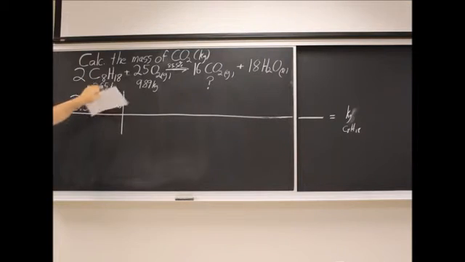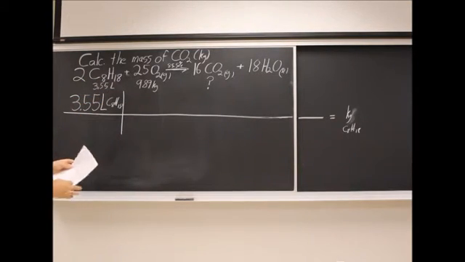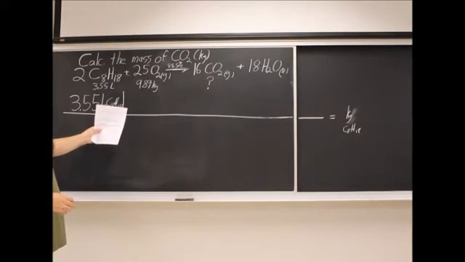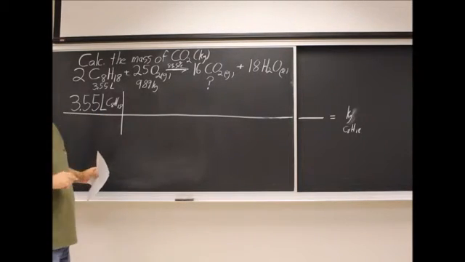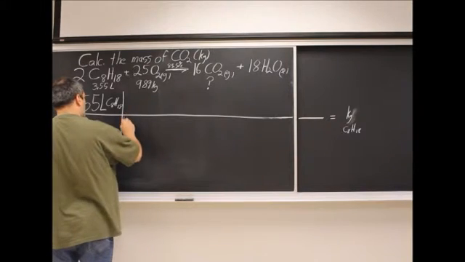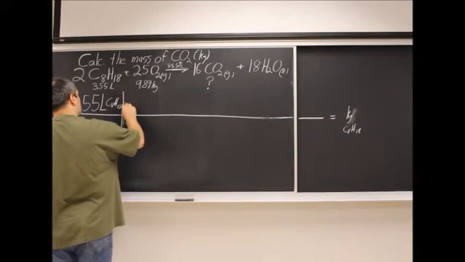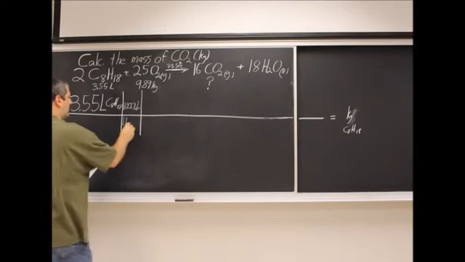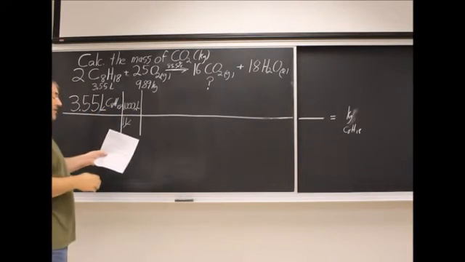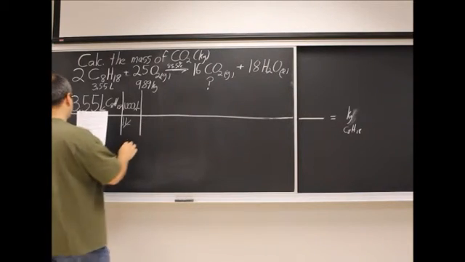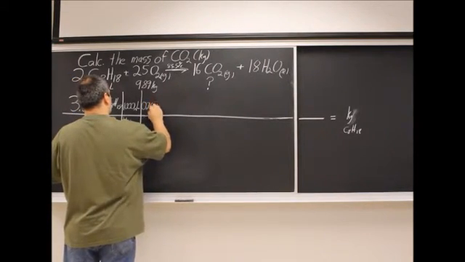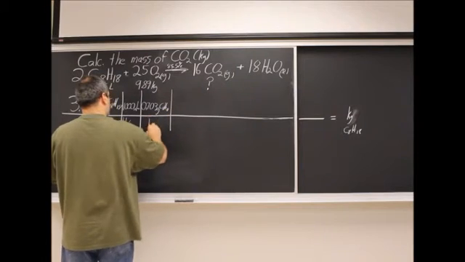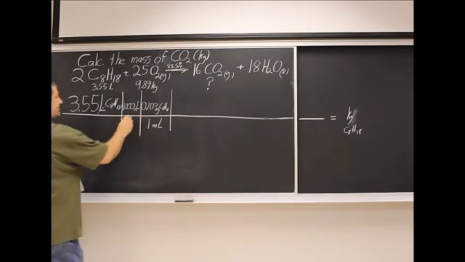Liters is a volume. Well, I gave you the density of octane as being 0.703 grams per milliliter. But to get to that, we need to convert from liters to milliliters. So 1 liter of octane is 1,000 milliliters. Liters cancel. Now I'm in milliliters. Now we can use the density value that I gave you. 0.703 grams of octane per milliliter of octane.